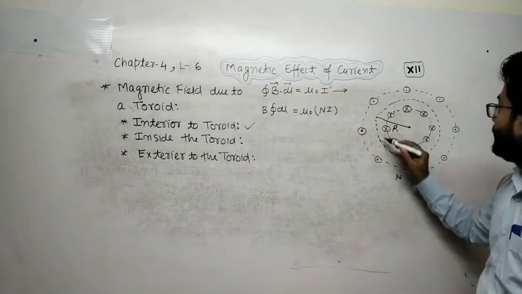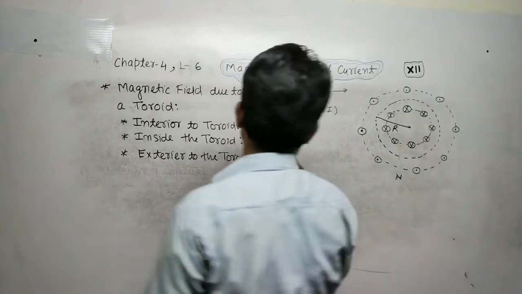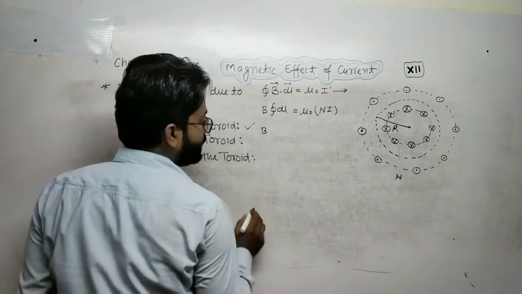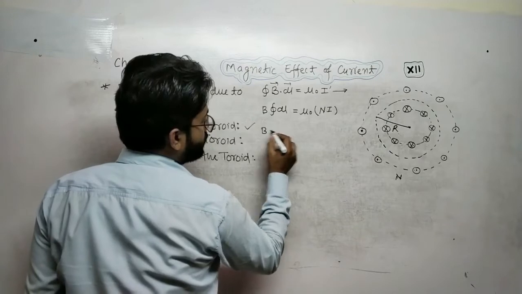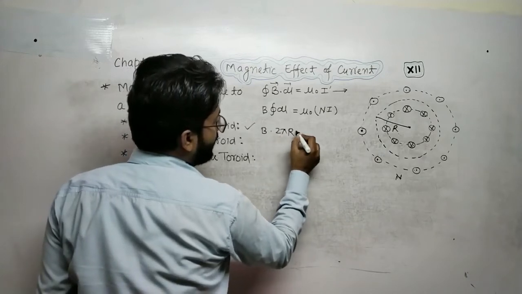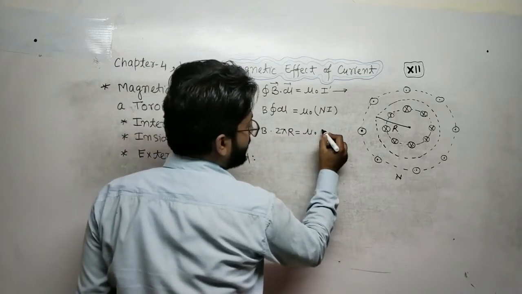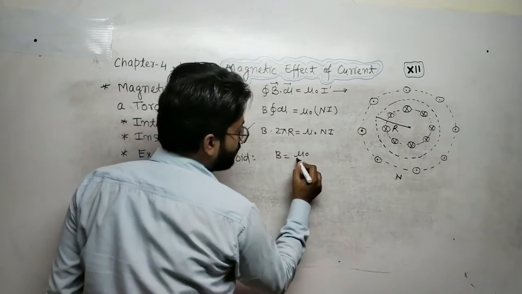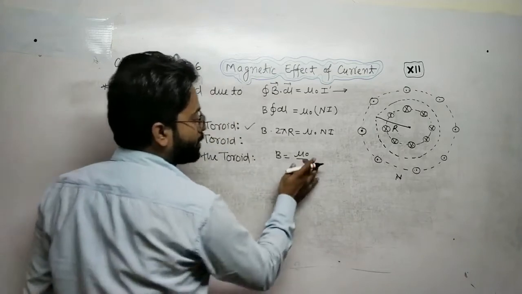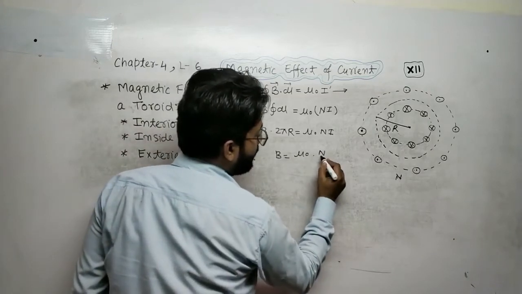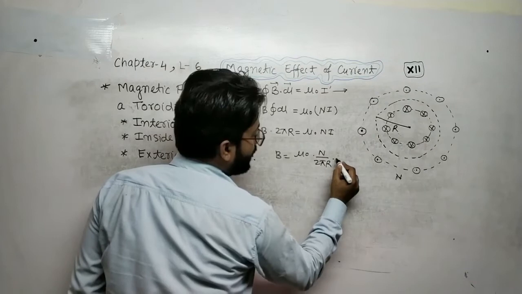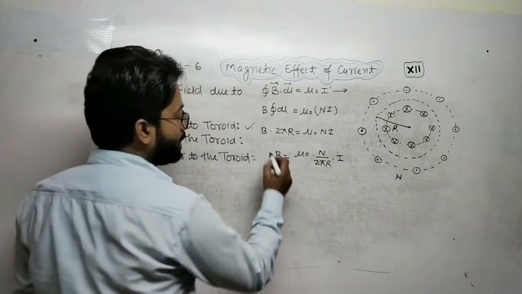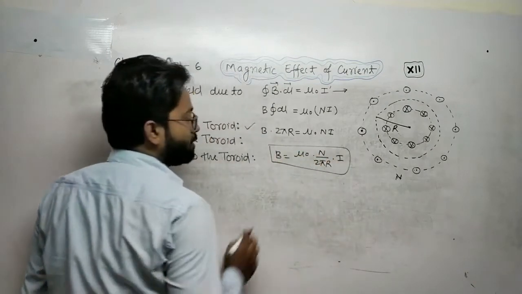Integration of dl is 2 pi r. B into 2 pi r is equal to mu naught times N i, and B is equal to mu naught into capital N upon 2 pi r into I. This is the formula for the magnetic field.